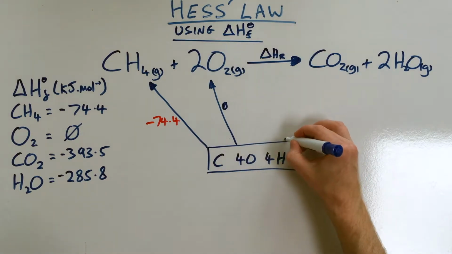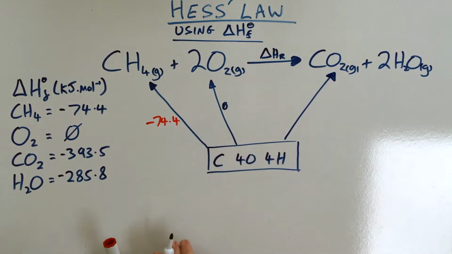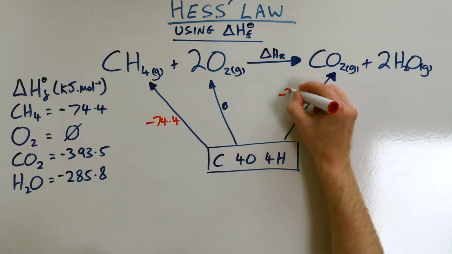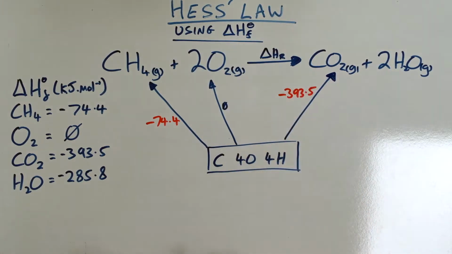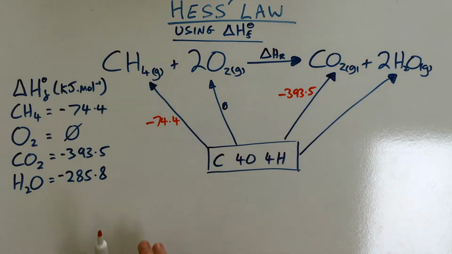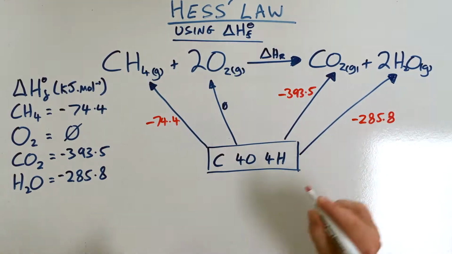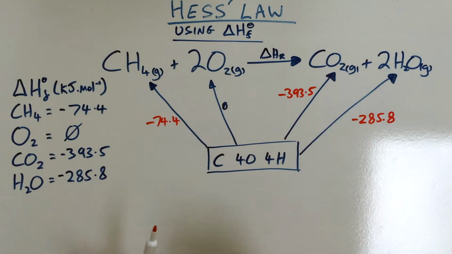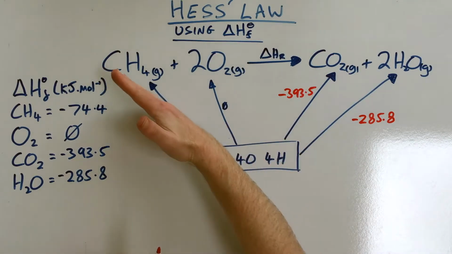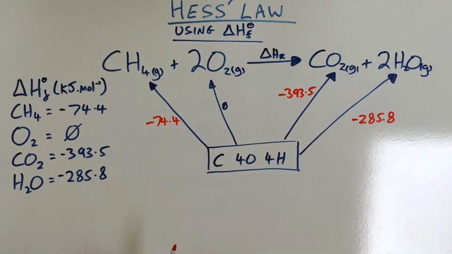Now on to carbon dioxide. We are forming carbon dioxide from our constituent elements, and that number there, I'll put that in red as well, is minus 393.5 kilojoules per mole. Now, of course, we've got water on the end, forming water, which is minus 285.8 kilojoules per mole. So rule number 1, constituent elements at the bottom. Rule number 2, arrows up, because we are forming all of these substances.